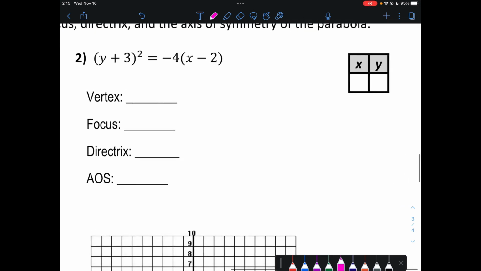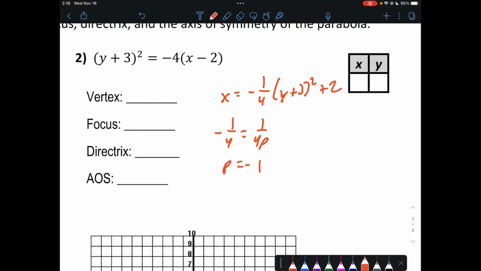Second one, this is a y squared, so we know it's going to be a horizontally opening parabola. If I solve for x, I'm going to get x equals negative 1 over 4 times y plus 3 squared plus 2. So negative 1 over 4 equals 1 over 4p. That means p is going to be negative 1. So my vertex is at 2, negative 3.